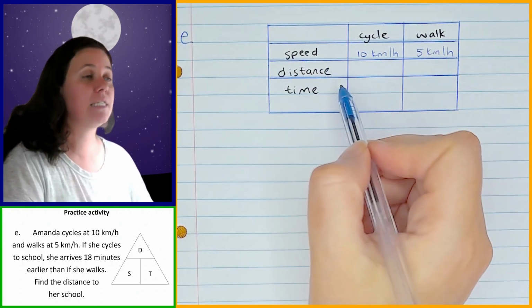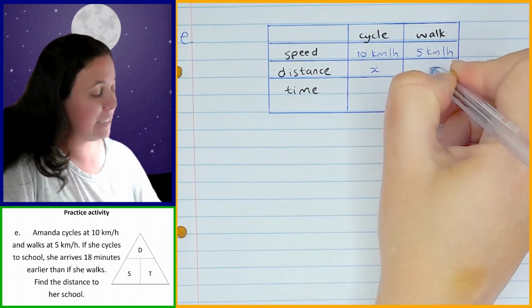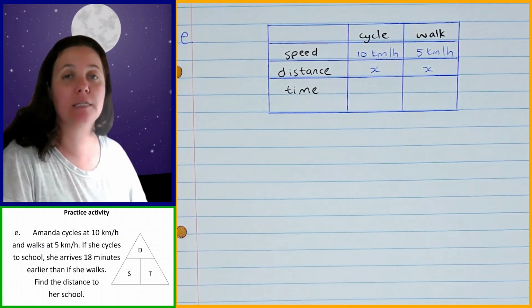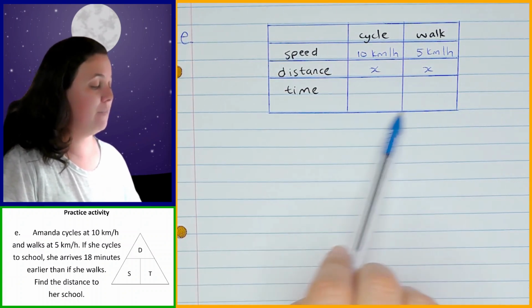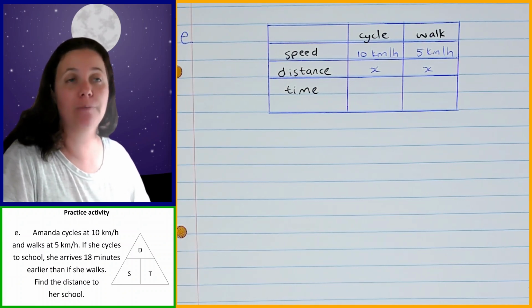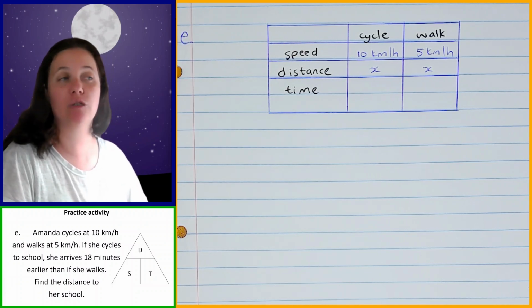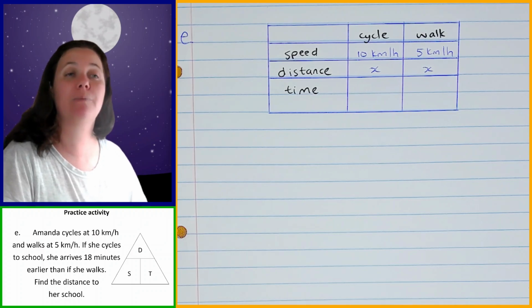Then the distance is what we need to work out, so I'm going to make that x. And whether she's cycling or walking, the distance is the same. So for both of them, the distance is going to be x. Now we need our time, which we're going to express in terms of x. They've told us the difference between the times if she cycles and if she walks is 18 minutes. I'm not going to use that yet though. That's going to help me to set up my equation.